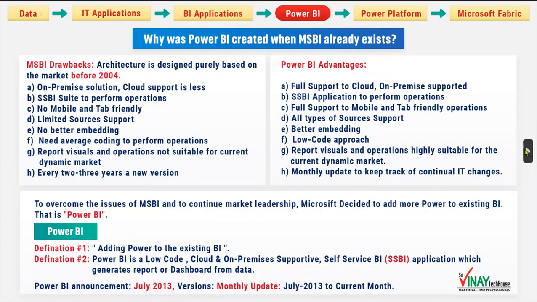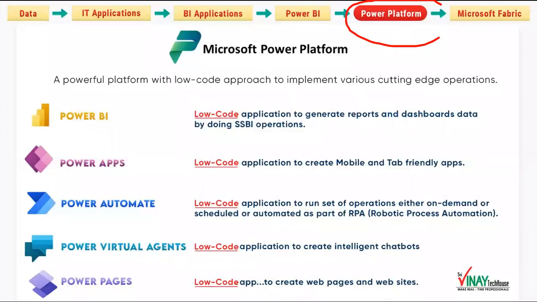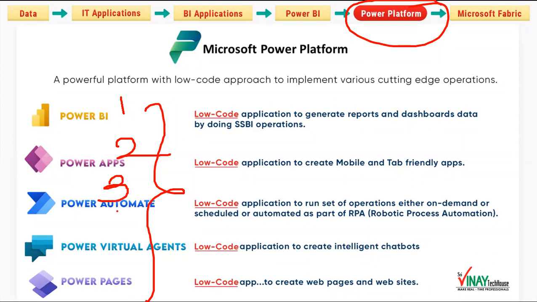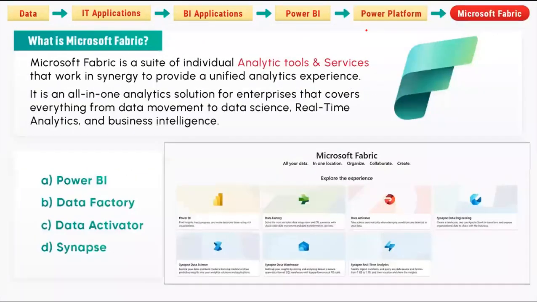With the given spirit of Power BI, Microsoft released Power Platform with all these components. Power BI is the first component, Power Apps the second, Power Automate the third, Virtual Agent the fourth, and Power Pages the fifth. These 5 components are available under Power Platform. Since 2019, Power Platform has been available, where Power BI is one of the components.